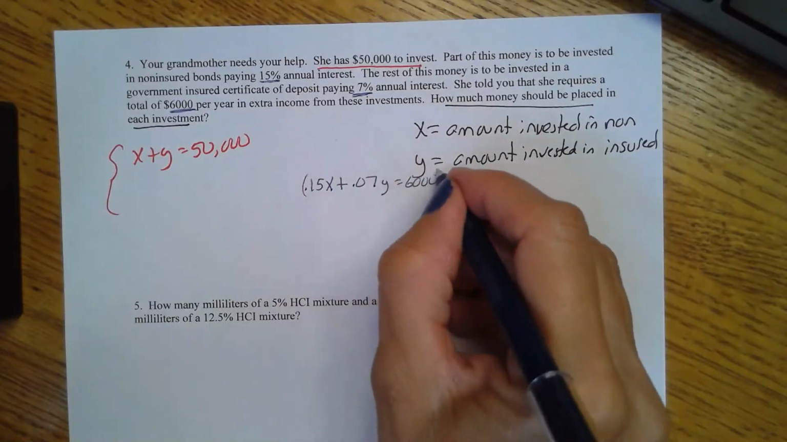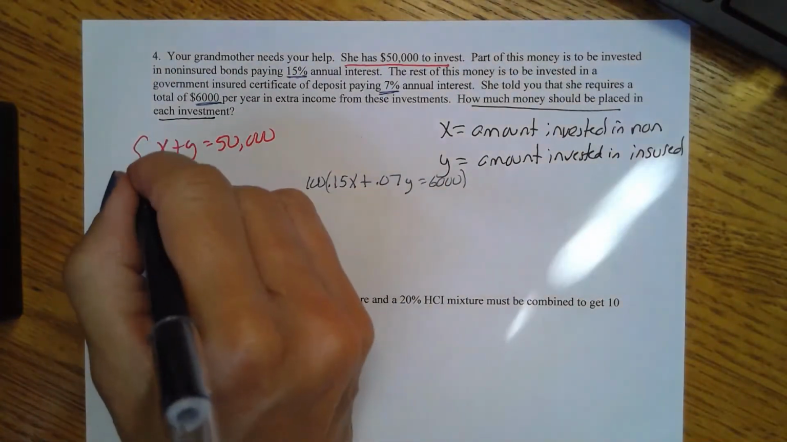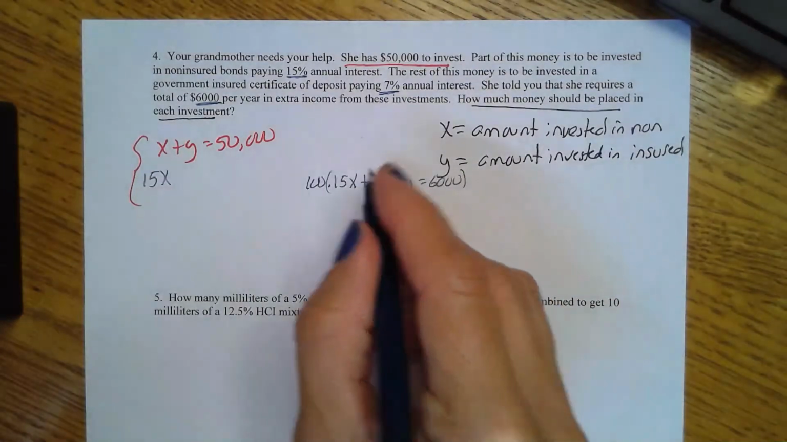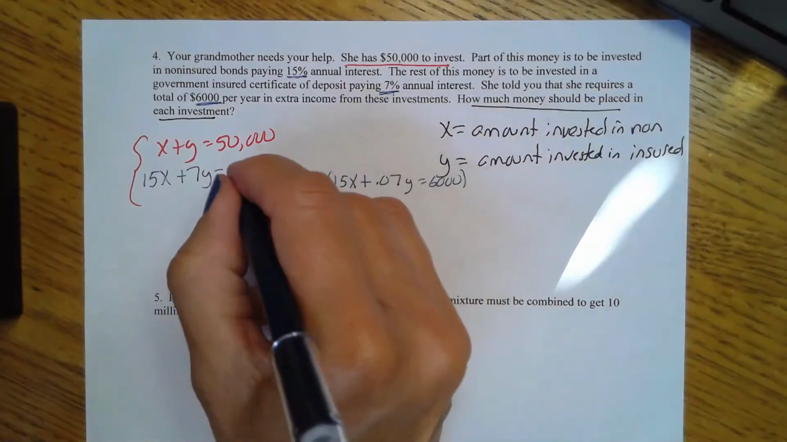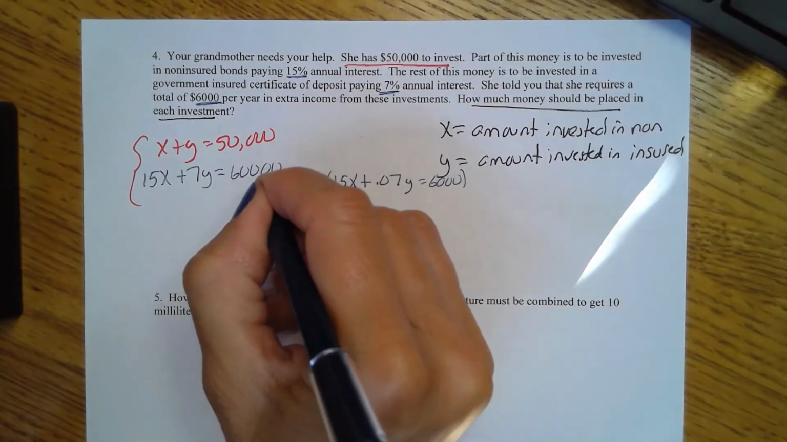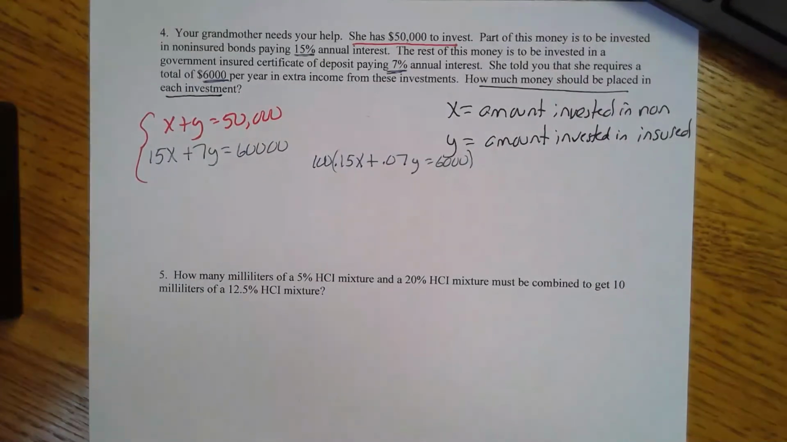Again, if you want to work with decimals, you can. I like to get rid of decimals because I think it's easier to work with. So I'm going to multiply everything by 100. I get 15x plus 7y, and multiplying this by 100, I get 60,000. So now you can decide if you want to do the addition method or substitution.